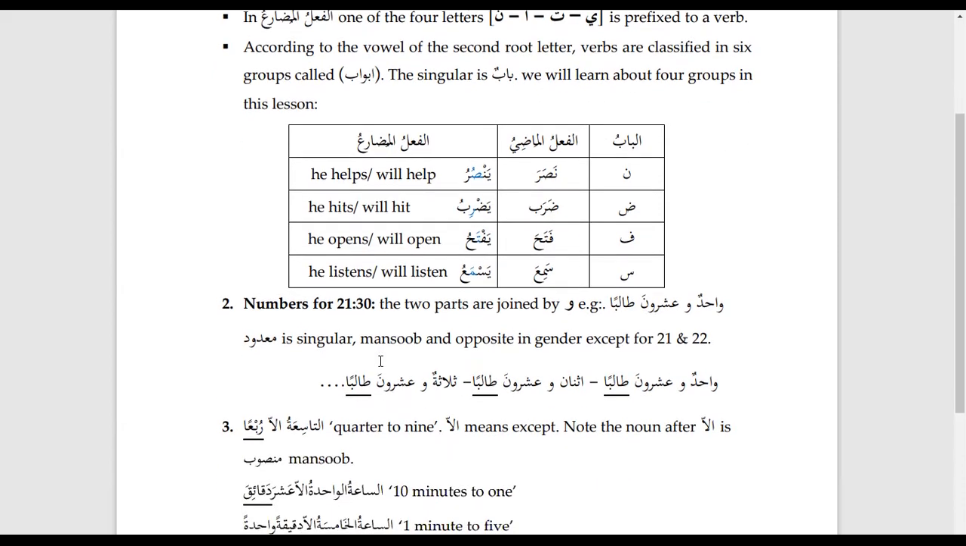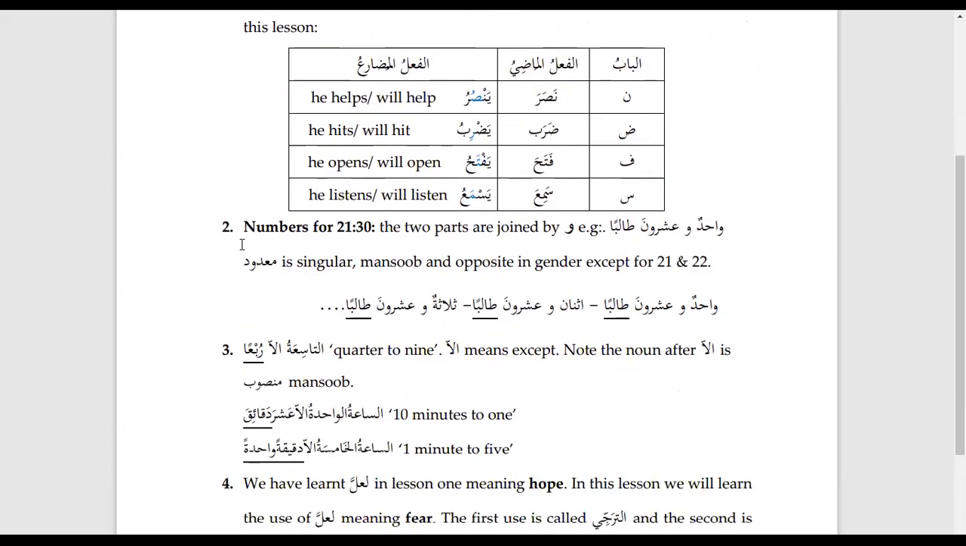All right. Then point number 2, numbers again. We have learned that 1, 2, and 11 and 12 are one set. Then 3 to 10 is a different set, and 13 to 19 is a different set. And we have learned that the uqud, the tens or the decades, have a different set: 20, 30, 40, 50, 60, 70, 80, up to 90. So we have learned these numbers.